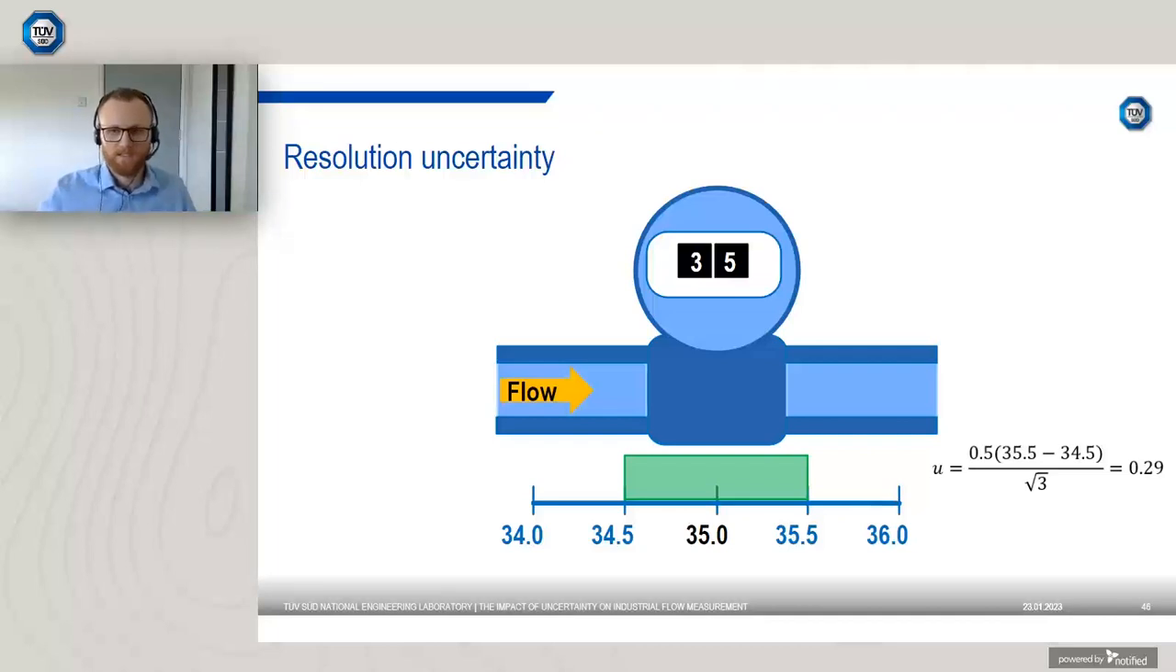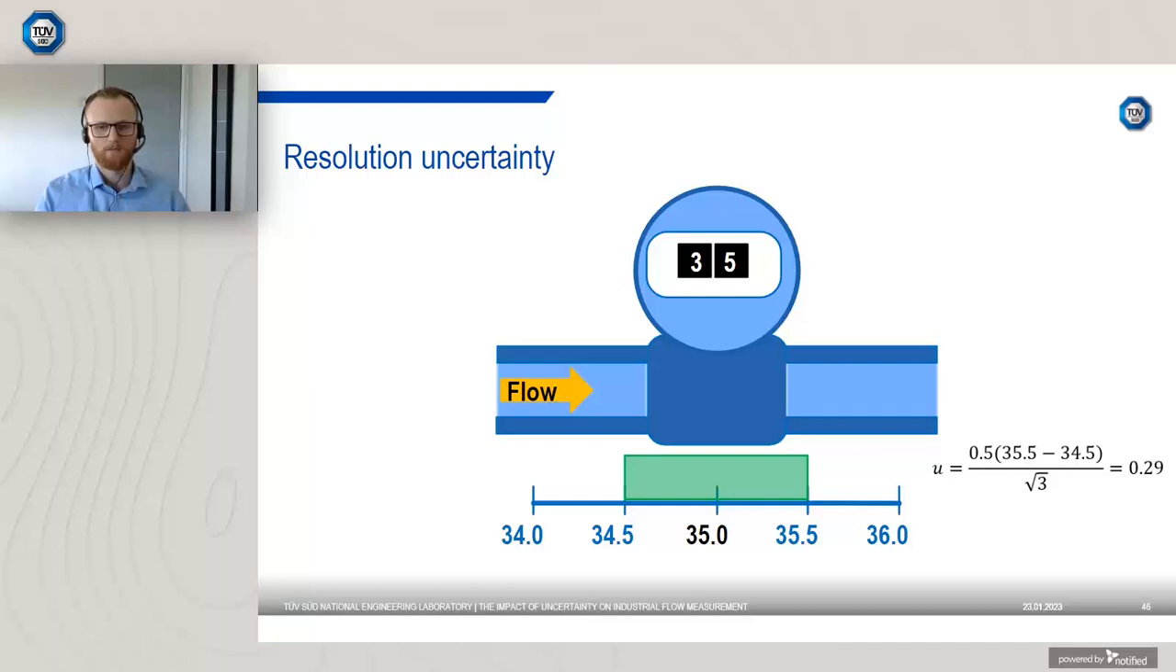And as I say here, this is a good example, resolution uncertainty. If you had a flow meter and its measurement was 35 of whatever units it's reading out in, essentially the meter will read 35 if it's anywhere between 34.5 and 35.5. And there's no greater probability that it's nearer 35 than it is to the extremes of 34.5 and 35.5. Because of this, a rectangular distribution should be used.